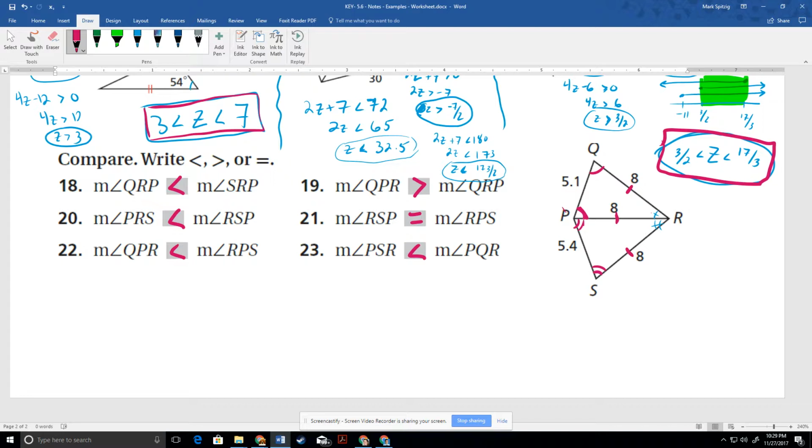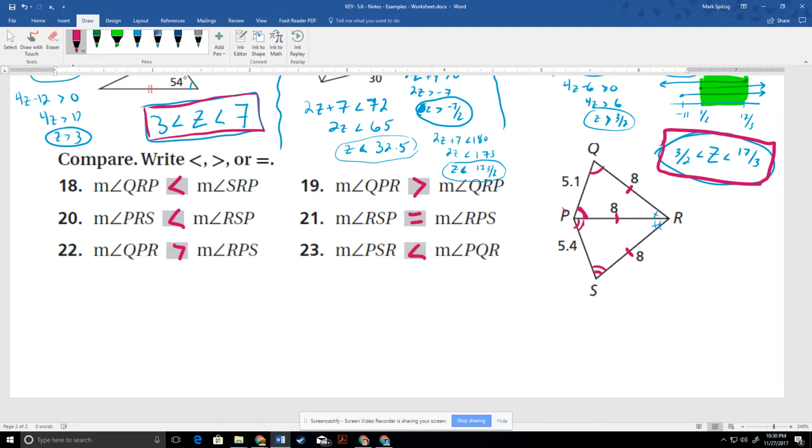wait, did I put that backwards on the other one? Hold on. I may have just thought about that backwards. I said it right, I think. So QPR is this top one. So we know this one is going to be bigger, greater than the other one. I just mixed them up. And so what they do in this other one, they say PSR and compare it to PQR. So PSR, this one is going to be smaller than this one.